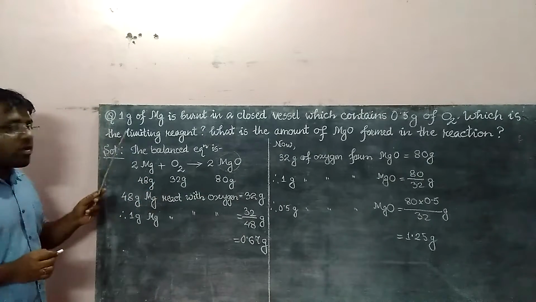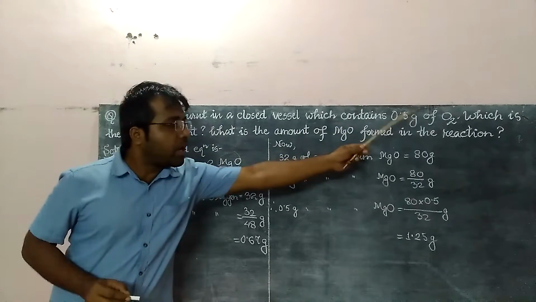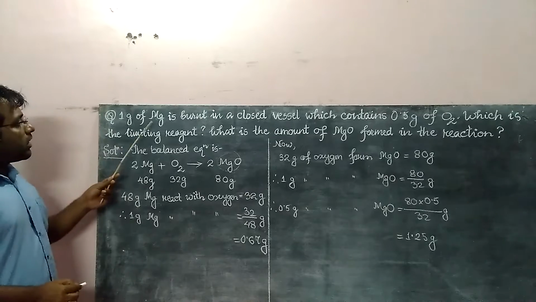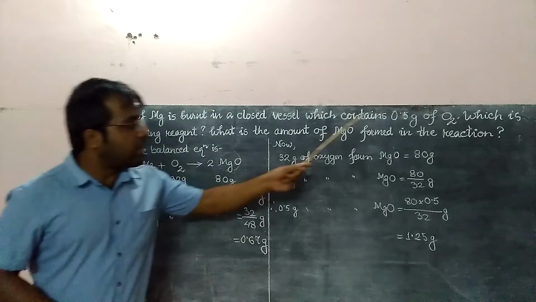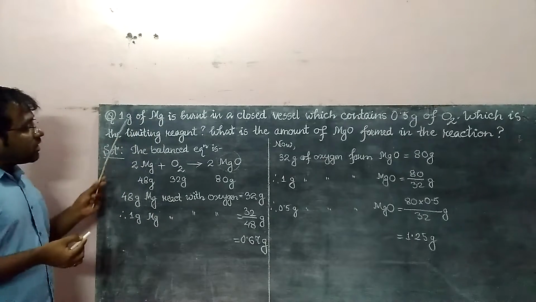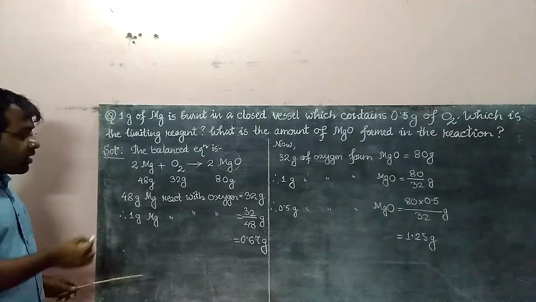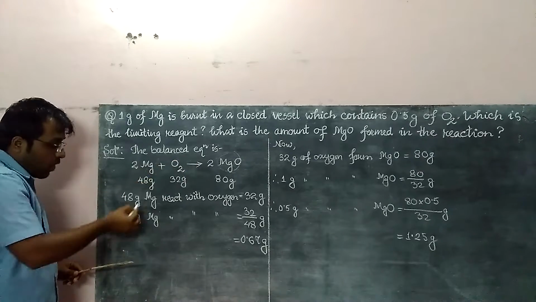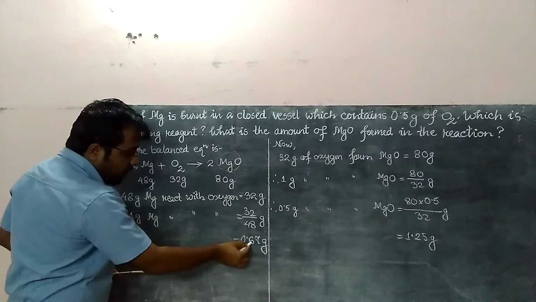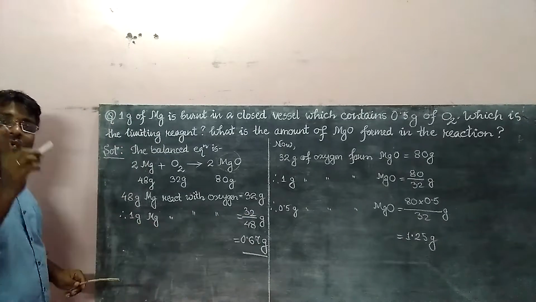Now you see in the question what is given: 1 gram of Mg reacts with 0.5 gram of O2. So you can do one thing, you can take either magnesium or O2, any one you can take. I have taken magnesium. So 1 gram of Mg according to this equation reacts with 0.67 gram of O2.